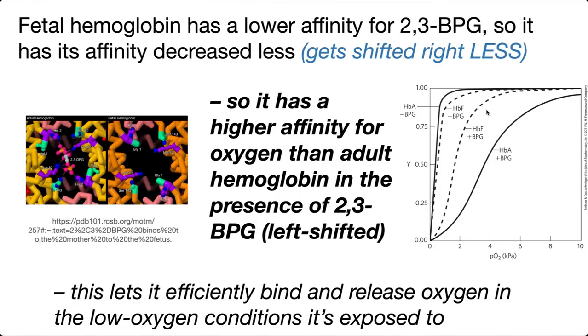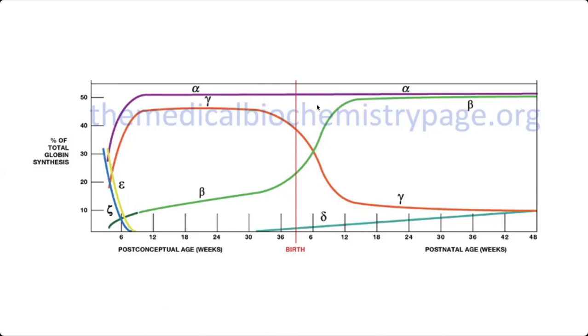Another thing with 2,3-BPG is that it's not going to affect fetal hemoglobin very much. Our main adult hemoglobin is made up of 2 alpha and 2 beta subunits, but fetal hemoglobin is made up of 2 alpha and 2 gamma subunits. So you have gamma instead of beta.